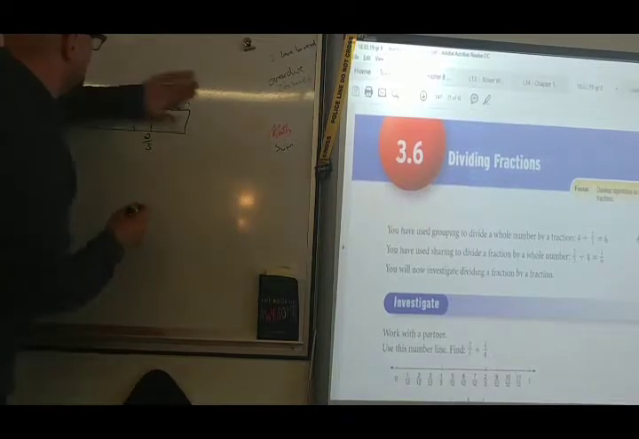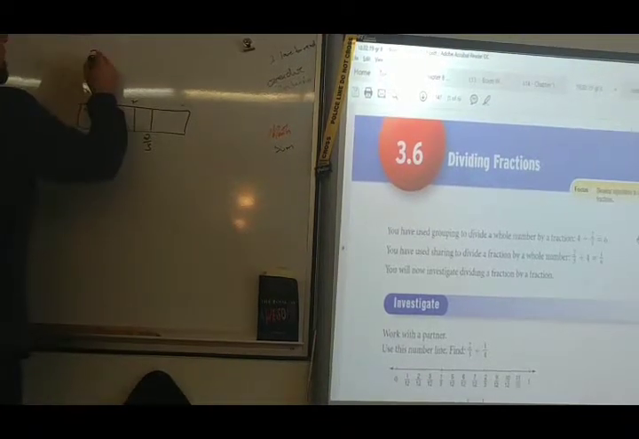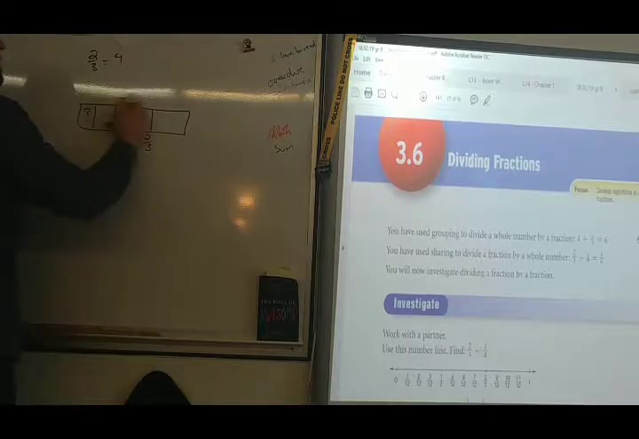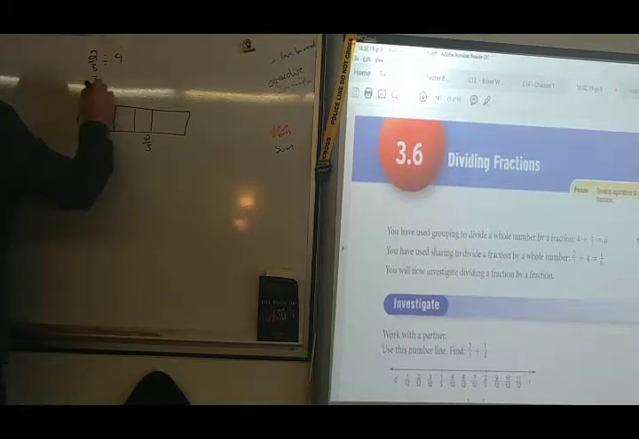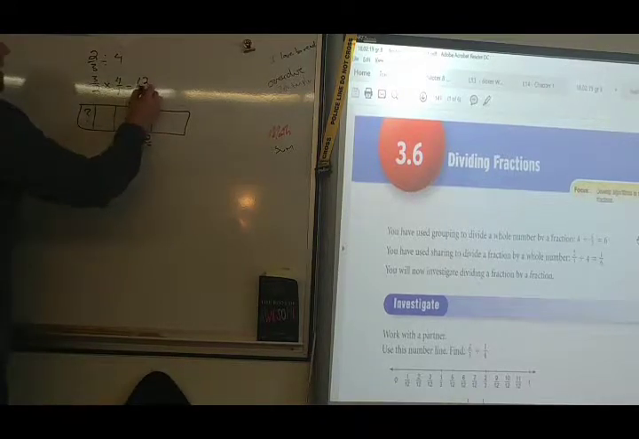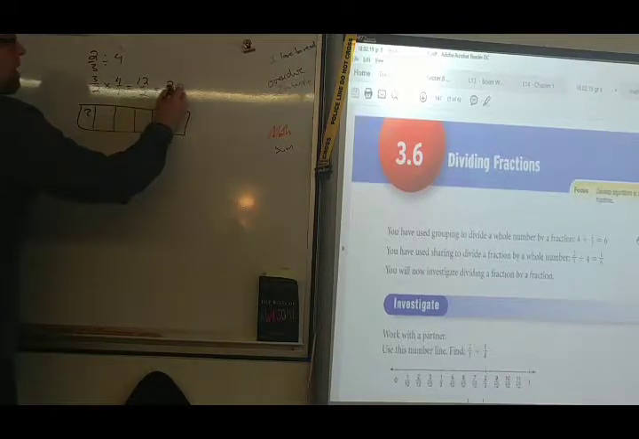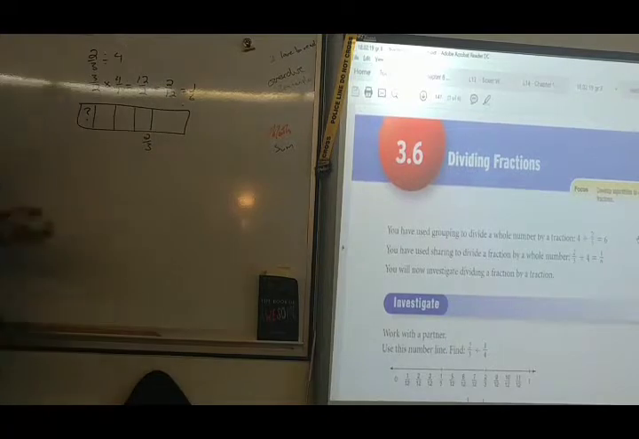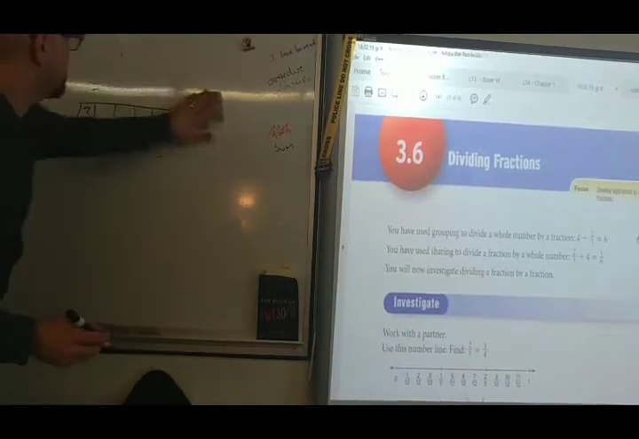Or if I want to slow that down and see how I did that, that was 2/3 divided by 4. So we're going to flip it, flip, multiply, and then flip. And we get the same thing as before. So that's our quick review from last week.